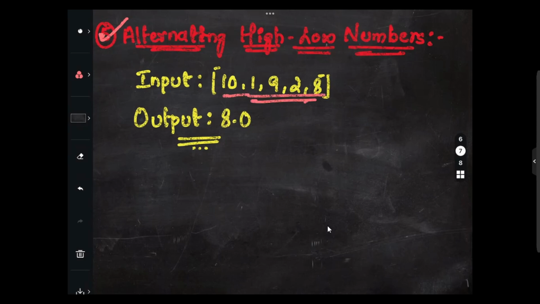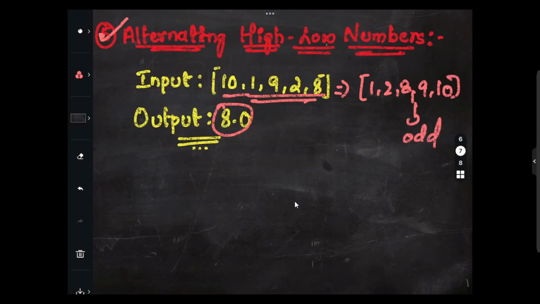Input 10 1 9 2 8 we have here. So this is odd, right? Here we have the elements 10 1 9 2 8. The median will be 8.0, because they have clearly mentioned in the question they'll always give the input in the sorted order, so when we sort this one we get 1 2 8 9 10. So this is odd, we have 5 elements total, so we'll consider the middle element. In this case it will be 8.0.